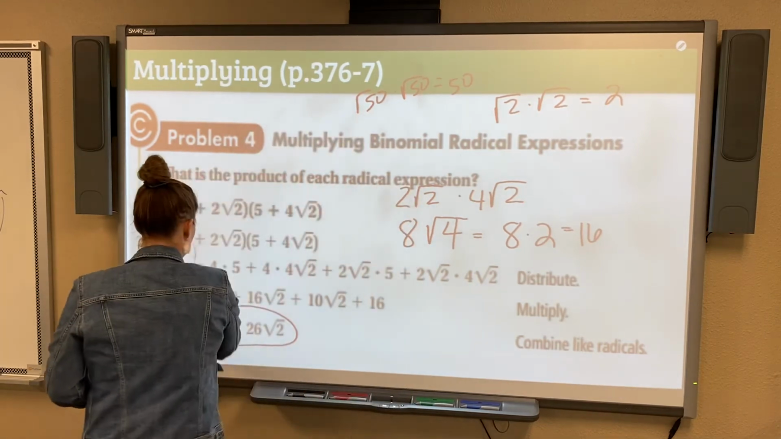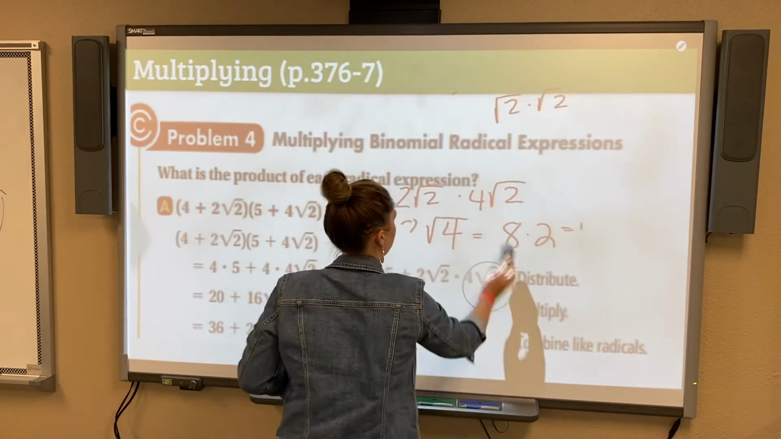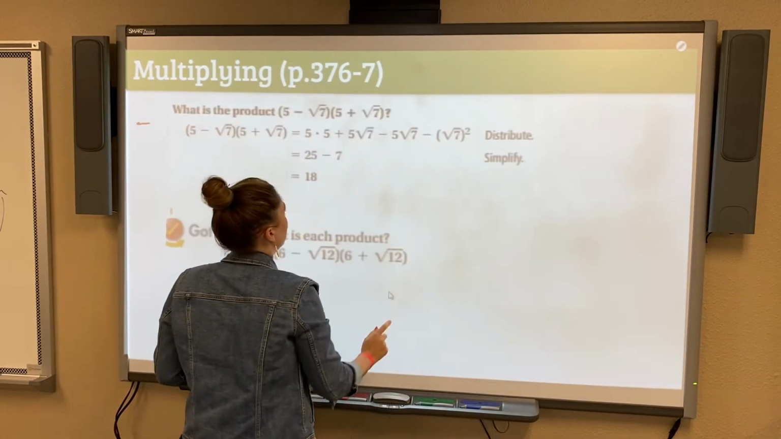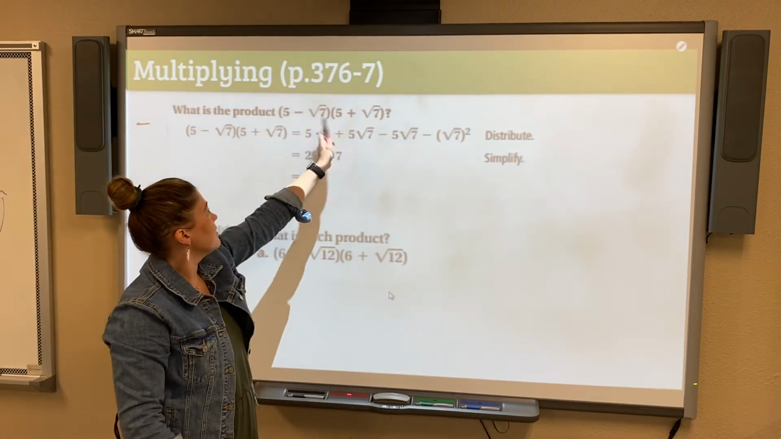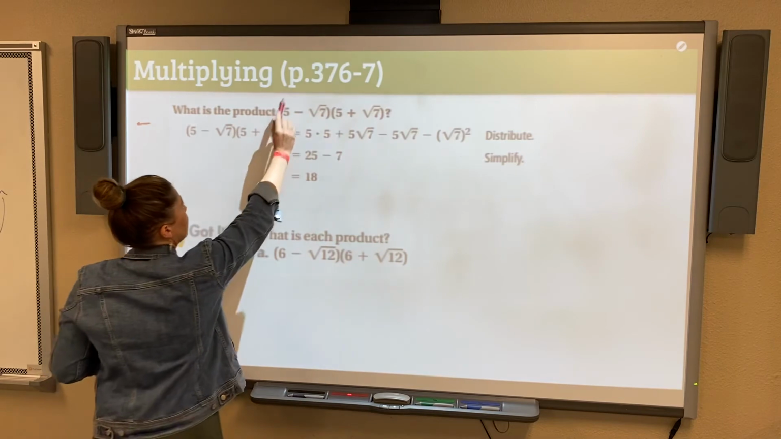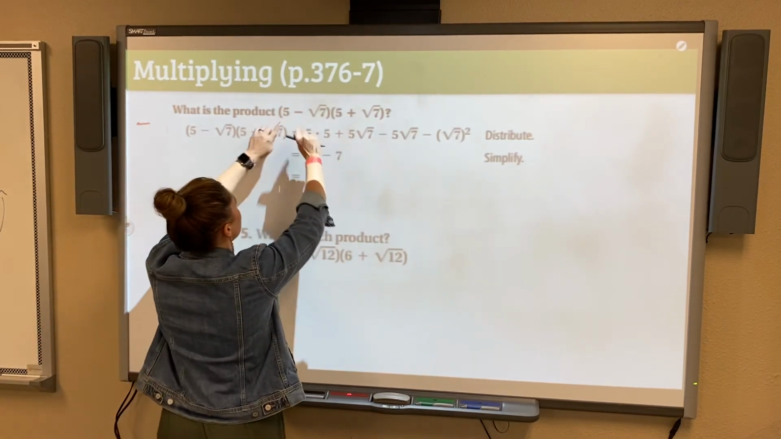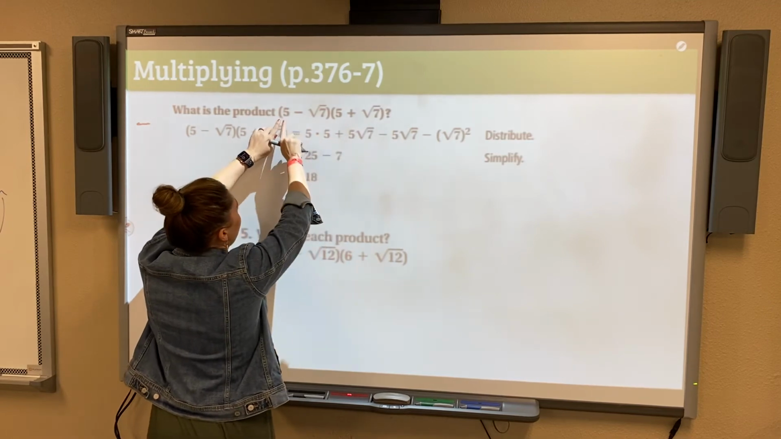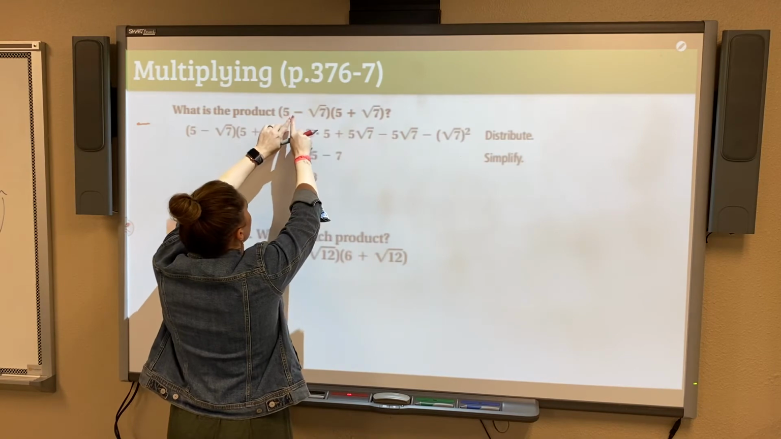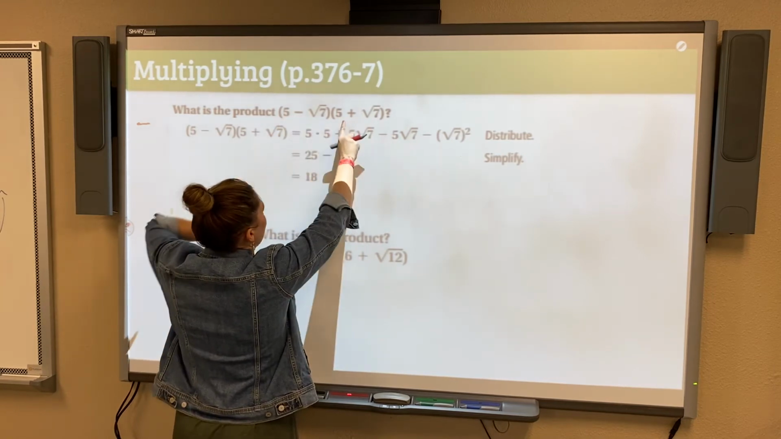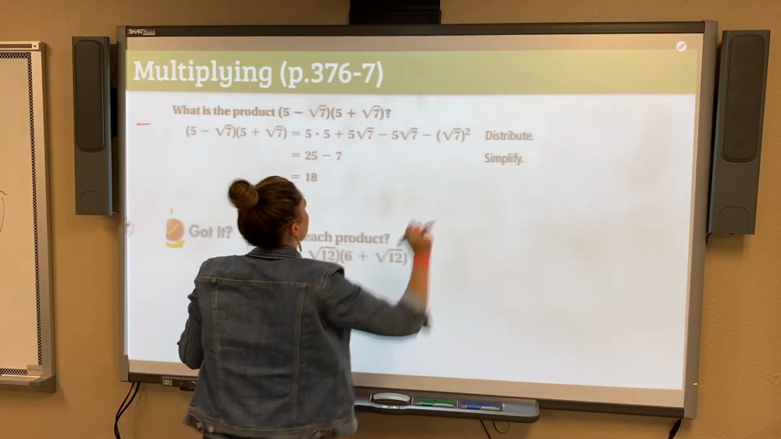Okay, let's do another one. Okay, so what's the product? 5 minus root 7 times 5 plus root 7. Okay, so 5 times 5 is right here, sorry. 5 times 5. Okay, and then 5 times root 7. Negative root 7 times 5. And then negative root 7 times positive root 7, okay?